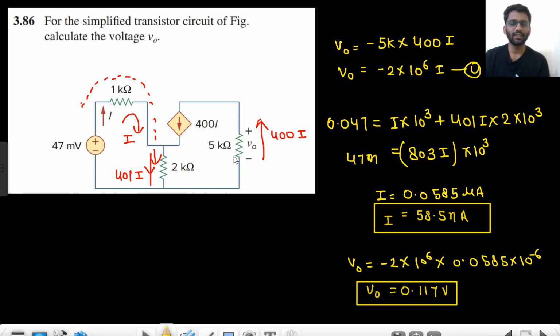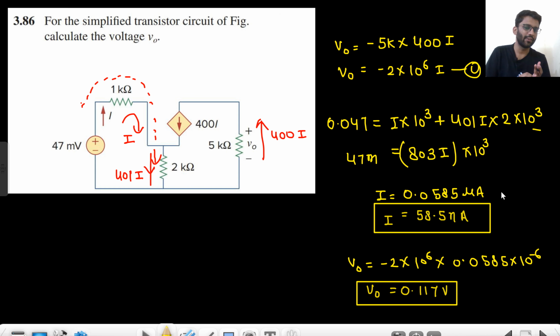Well and good. Easy question, nothing is there. As I is coming, 400 I is coming. So 401 I is going that way. So 0.047 millivolt is equals to 1 into 10 to the power 3 into I plus 401 into I into 2 into 10 to the power 3, right? 2 kilo.